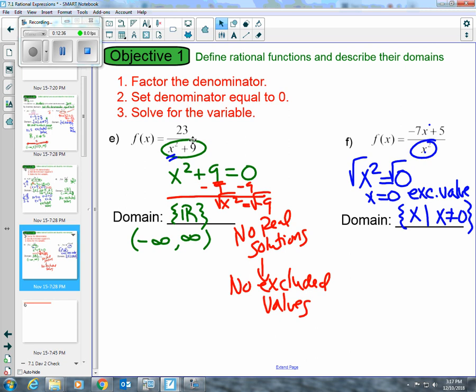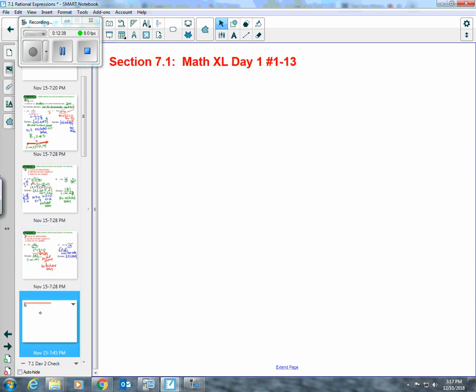So the assignment for this day 1 for 7-1 is Math Excel. It should be open and it's 13 questions. Put your work on notebook paper so you have your equations. So always set the denominator equal to 0 and solve to find those excluded values.